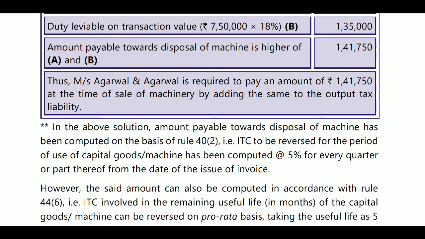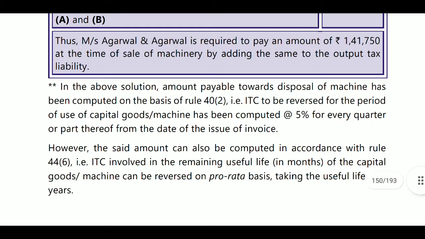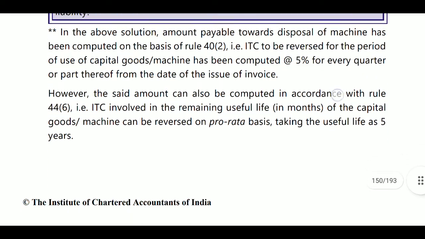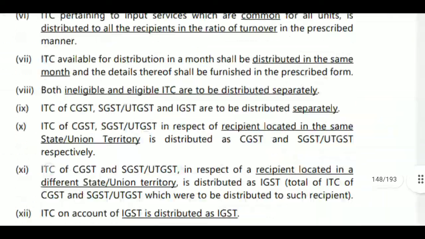In addition to the above solution, the amount payable towards disposal of the machine has been computed on the basis of Rule 42. ITC to be reversed for the period of use of the capital goods has been computed at the rate of 5% for every quarter or part thereof from the date of issuance of invoice. However, the said amount can also be computed in accordance with Rule 44(6), that is, ITC involved in the remaining useful life in months of the capital goods or machine can be reversed on a pro rata basis, taking useful life as 5 years. You may consider this also. Next question, the 10th question. What is there in the 10th question?